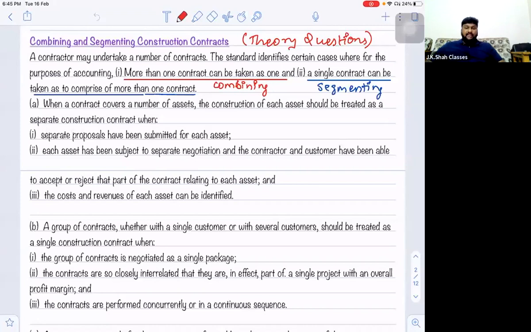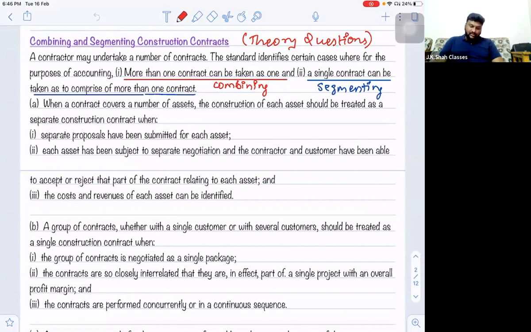And the second possibility: you have entered into one single contract, but for constructing 4 different assets. So one contract for 4 different assets, and these 4 different assets can be treated as 4 different contracts for accounting purposes. That is called segmenting contracts. Segmenting means dividing one contract into 4 different contracts. When can that be done?